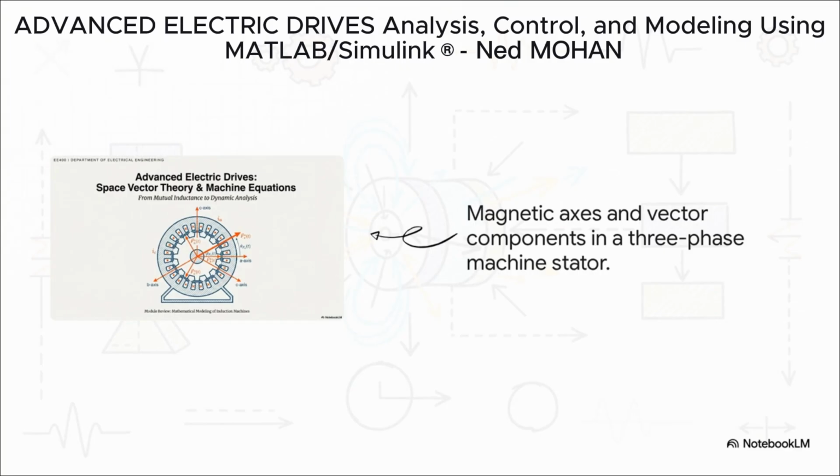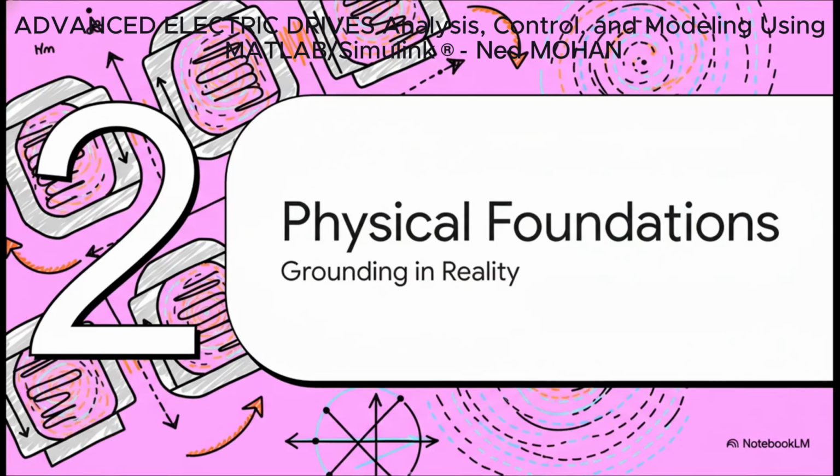And this image really gets to the heart of the problem we're trying to solve. We've got 3 distinct phase currents, each creating its own magnetomotive force, or MMF. And all 3 of these are interacting within the machine's air gap. It's a complex dance, and trying to track each one separately is, well, it's a real mess. So let's move on and see how we can build this up from first principles.